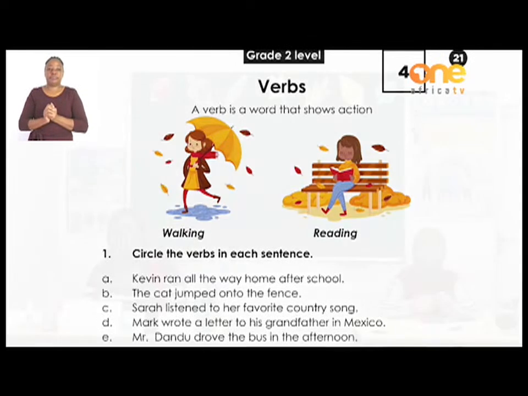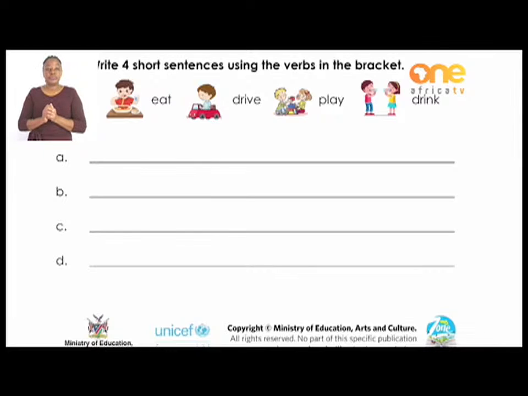Let's take a look at number 2 of that same page. Here, they are asking you to write 4 short sentences using the verbs in the bracket. We have the word eat, drive, play, and drink. And I would like you to please use them carefully. You can see that there are pictures to help you make your sentences. Remember, a sentence starts with a capital letter and ends with a full stop. The sentence must also make sense. So please think of your sentence in your head and make sure it makes sense before you write it down.